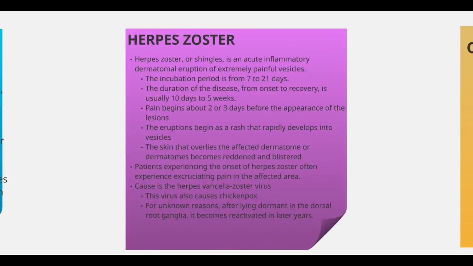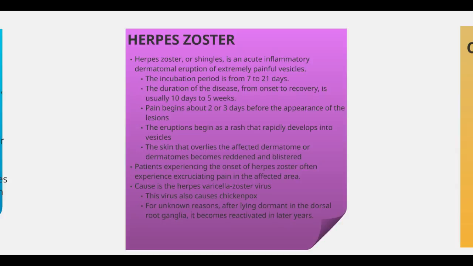Okay, the next one is herpes zoster. Herpes zoster, more commonly known as shingles, is an acute inflammatory dermatomal eruption of extremely, extremely painful vesicles. The incubation period for herpes zoster is from about 7 to 21 days. The duration of the disease from the time of onset to the time of recovery is usually 10 days to 5 weeks. 5 weeks is a long time to be in that much pain.